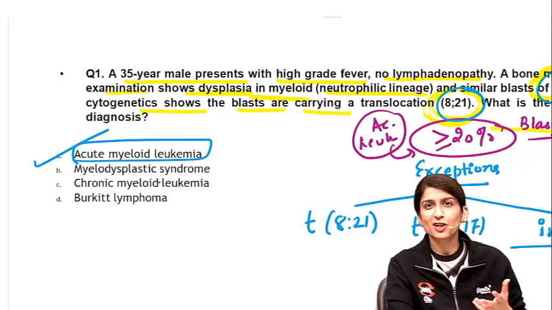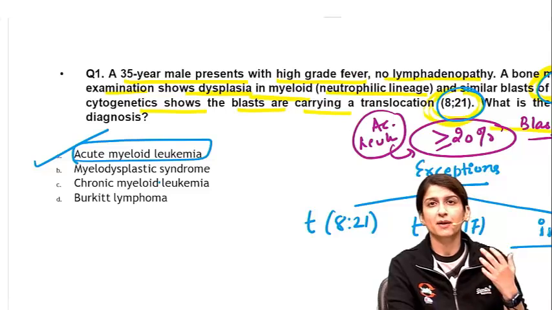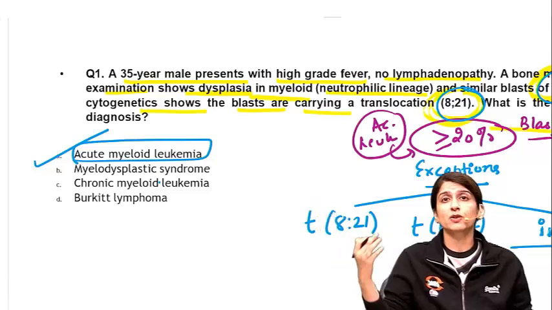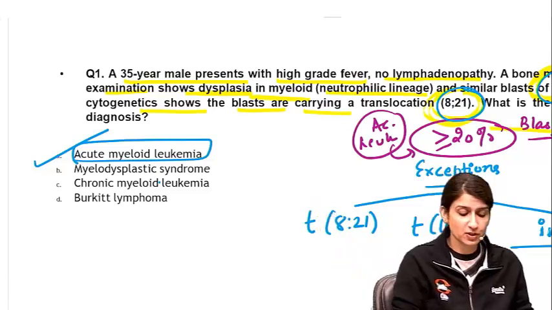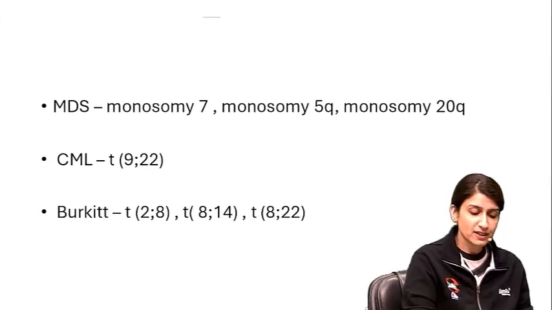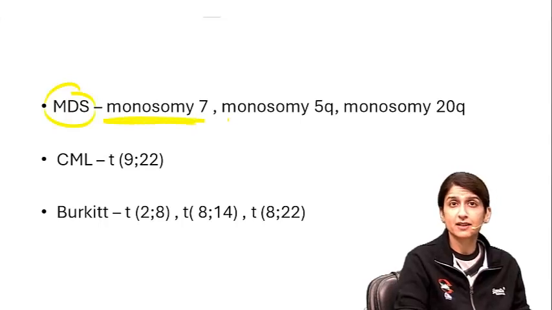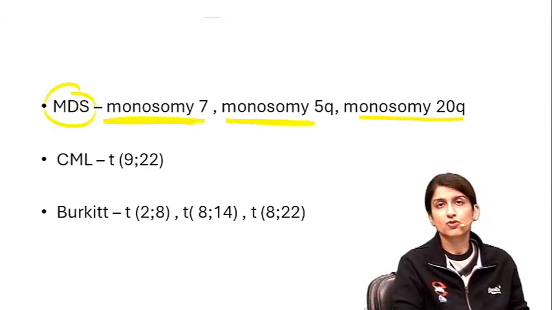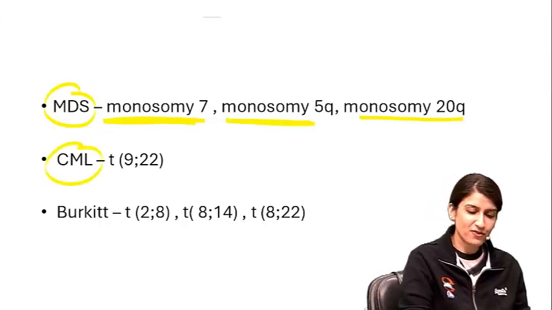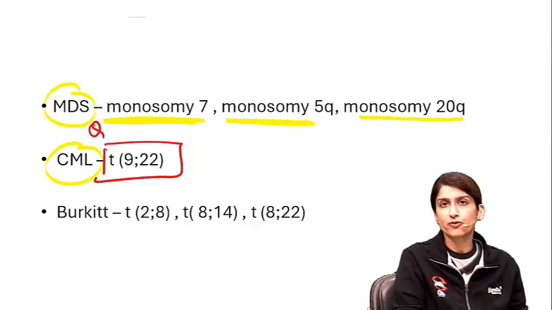Now, if I'm talking about the genetic changes, I want to take the opportunity here, make the maximum use of it, and tell you कि जो बाकी options आपके पास हैं, उनमें कौन सी classical genetic changes, mutations, translocations आपको दिखती हैं. So if I say myelodysplastic syndrome, you're going to have classical monosomy 7, monosomy 5q, and monosomy 20q. CML, a very classical 9;22 translocation, जिसकी वजह से you have Philadelphia chromosome formation, right?